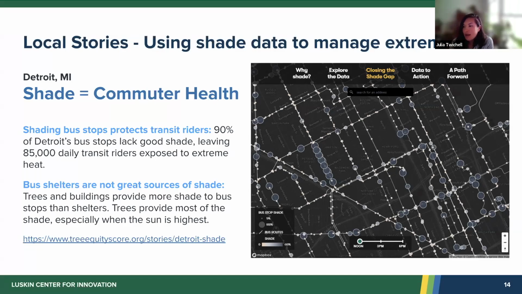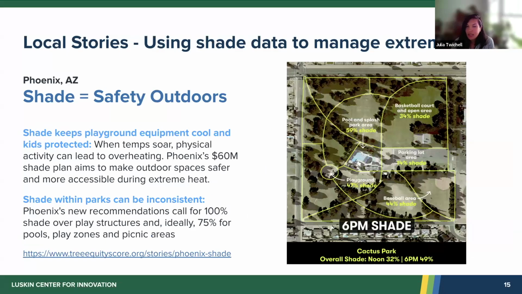We also looked at bus shelters. In Detroit specifically, we found they really aren't great sources of shade. They do other great things like protect you from rain and wind and snow, but they don't really provide significant shade. And vegetation and built features, buildings specifically, are going to provide more shade to bus stops than shelters at the moment. And trees provide most of that shade, especially when the sun is highest. We'll go on to the last slide here for me.